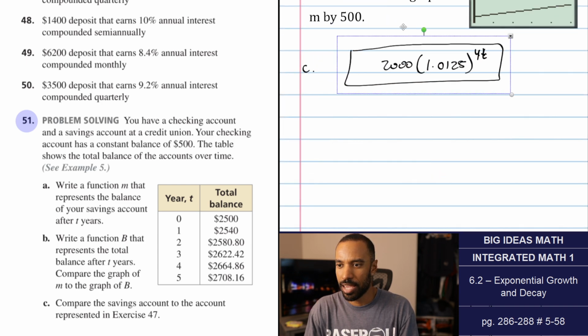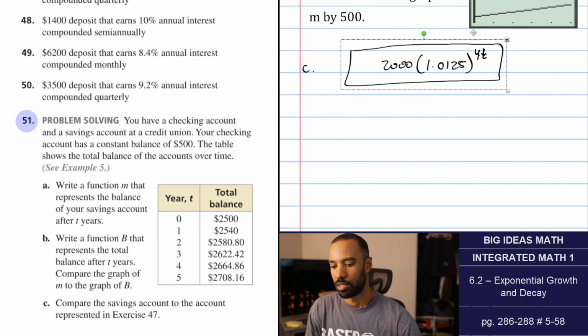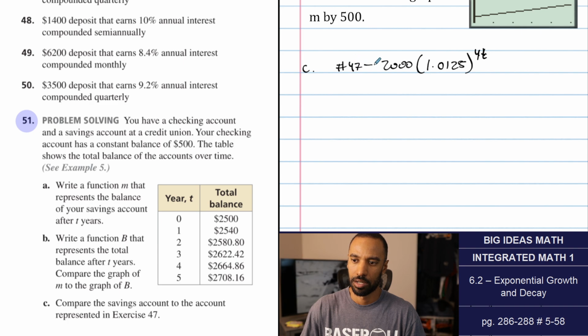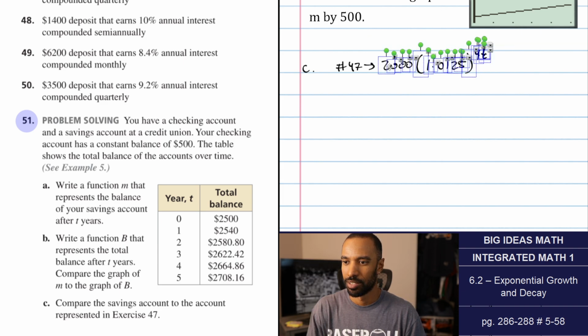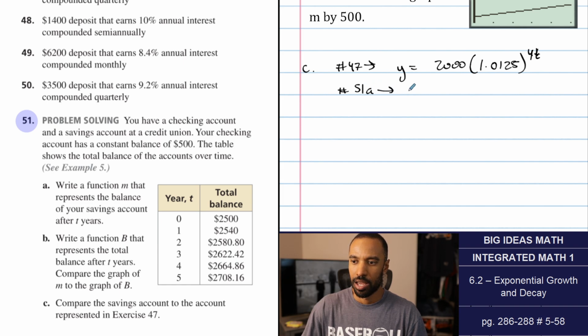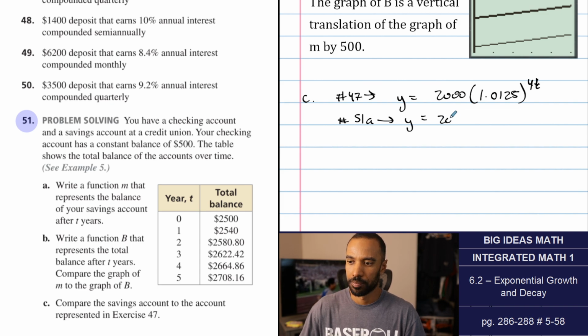All right, compare this guy. Give me a second. All right, number 47. I guess it should be y equals. Did I not write y equals for this? All right, number 47 and then number 51a. So 51a was 2,000 times 1.02.